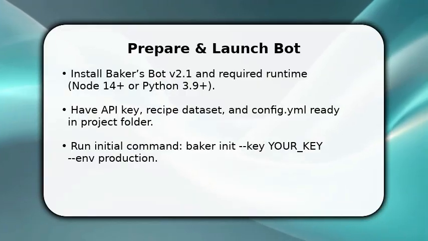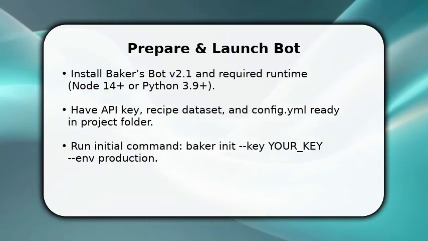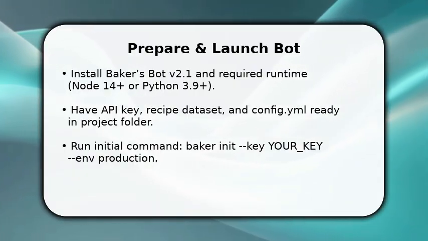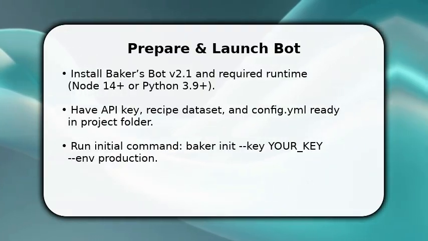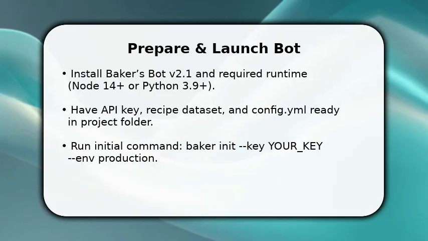You start by confirming the runtime and placing your API key and recipes in the project folder. This prevents permission errors later. Once done, run Baker init with your key to create the default config and sample pipeline.